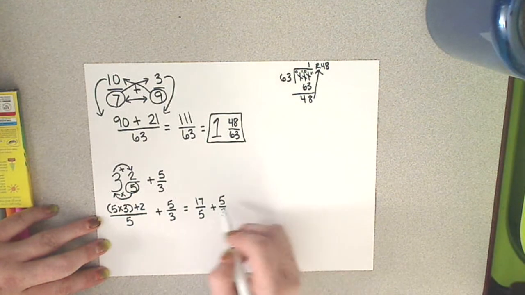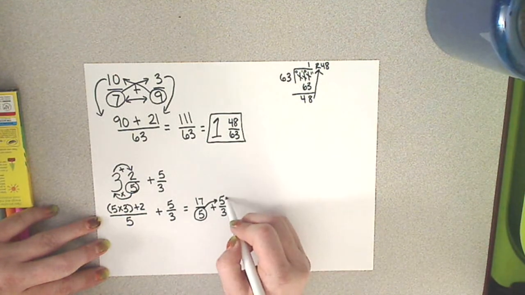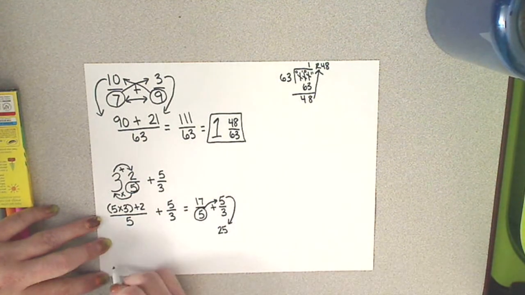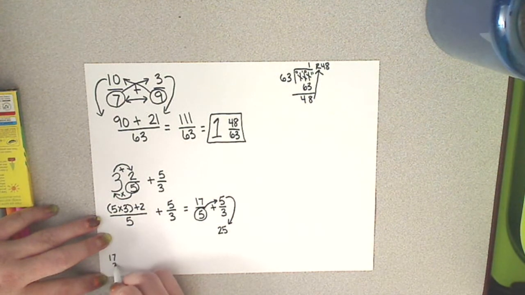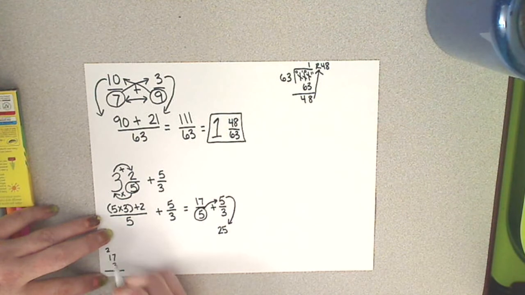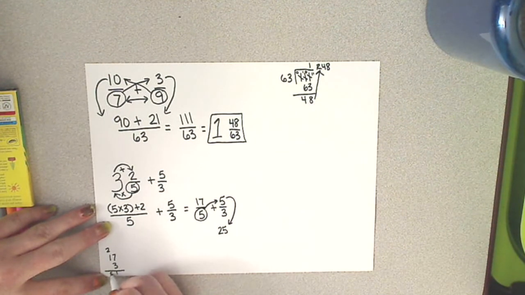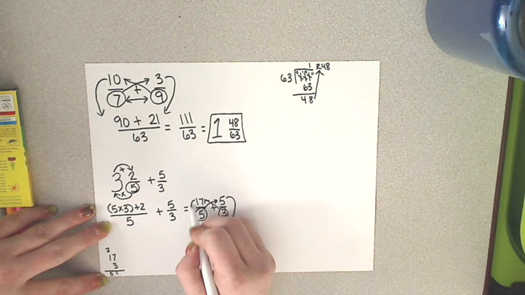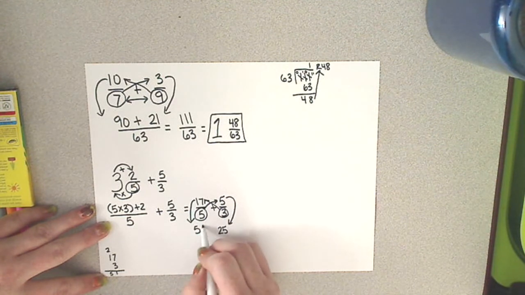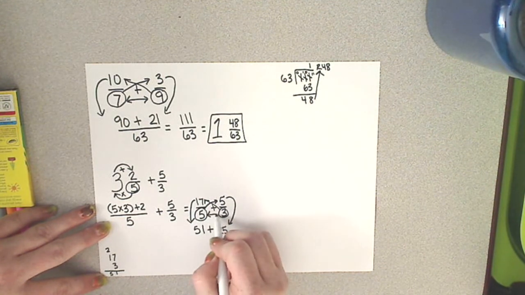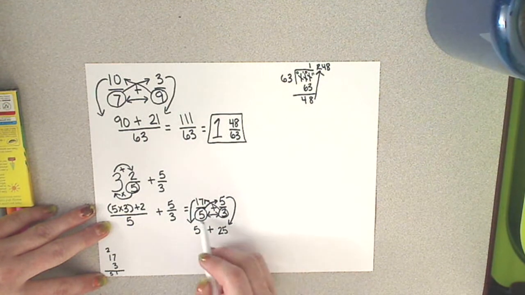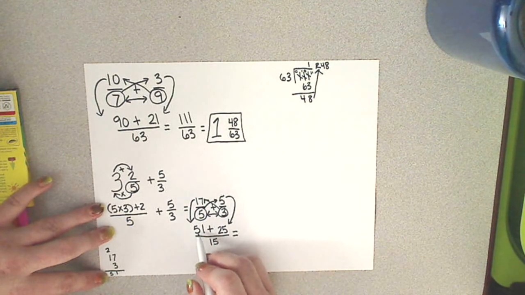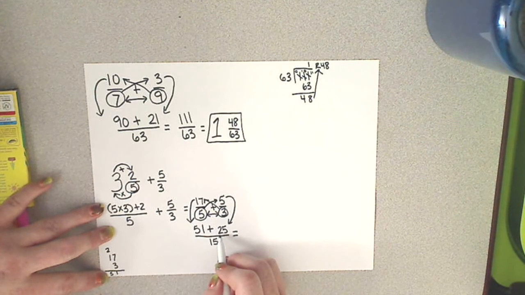And now we can use Potter's glasses. 5 times 5 is 25. 17 times 3 I can solve fairly easily. 7 times 3 is 21. 1 times 3 is 3, plus 2 is 5. So 3 times 17 is 51. We're still adding. And then our denominator we get by multiplying the denominators by each other. 5 times 3 is 15. 51 plus 25. Well, 50 plus 20 is 70.